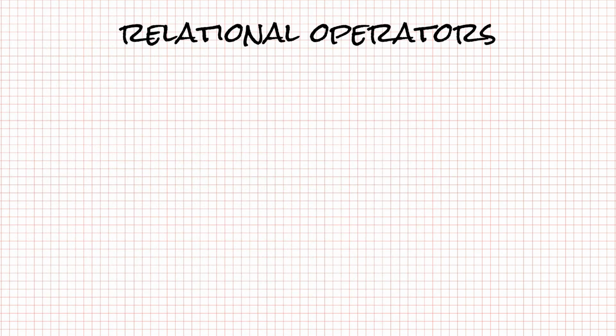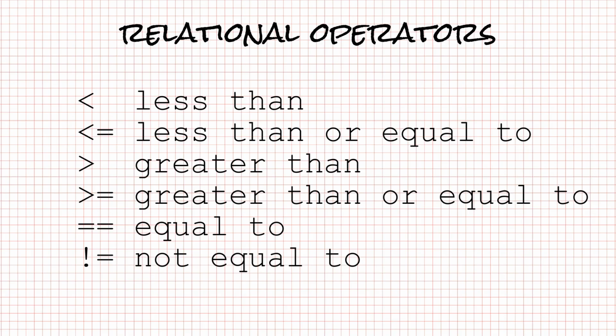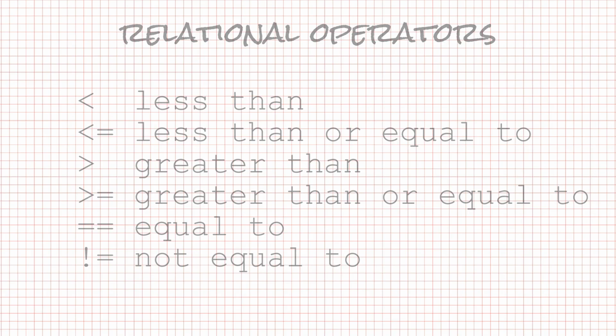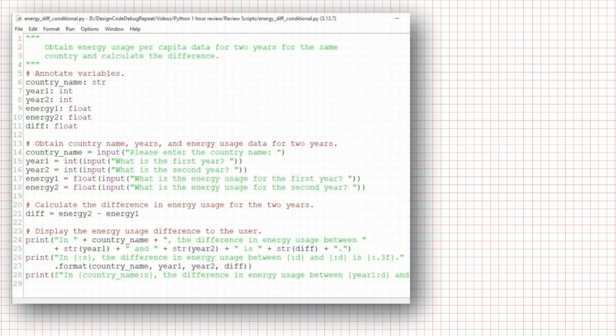Here is a table of the relational operators: less than or equal to, greater than or equal to, and not equal to. Note that when there are 2 symbols for one of these operators, such as less than or equal to and not equal to, you must write them in the correct order, and there is no space between them. You can use these operators to compare integers, floats, and strings. The only change from our last program will be the output. Instead of displaying the change to the user, I'm going to check if the calculated difference is above 0, below 0, or equal to 0, and display a different message for each of those conditions.